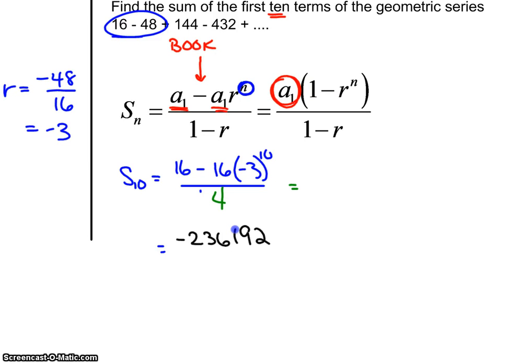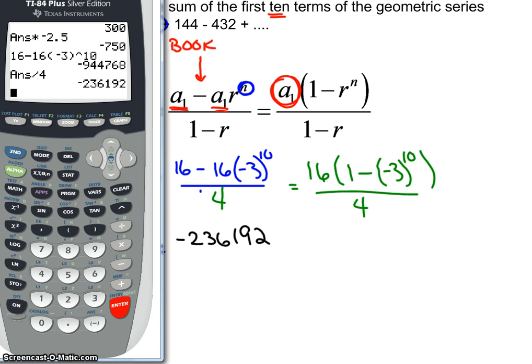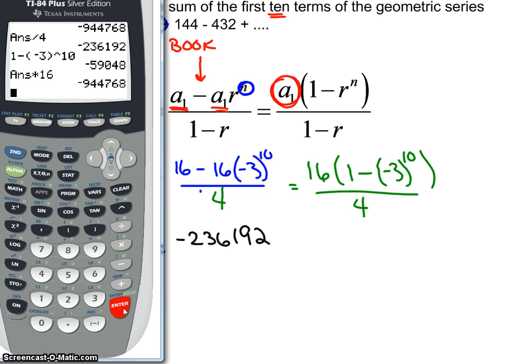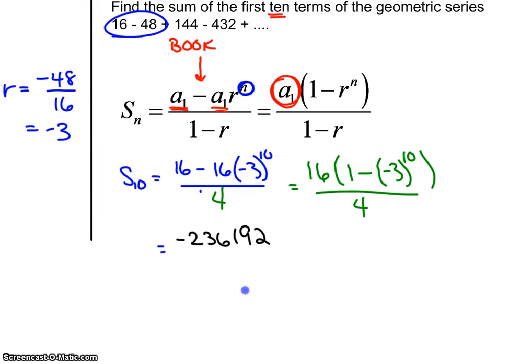Had I done this one, okay, first term, 1 minus my common ratio, negative 3, I'm sorry, to the 10th, and again, 1 minus negative 3 becomes 4. A lot of times when I type that one in, I do it inside the parentheses first, so 1 minus the negative 3 to the 10th. And then I take it times my 16, and then I divide it by 4. I like to do the calculator stuff step by step because sometimes it makes that a little bit easier. But again, I got the same thing.